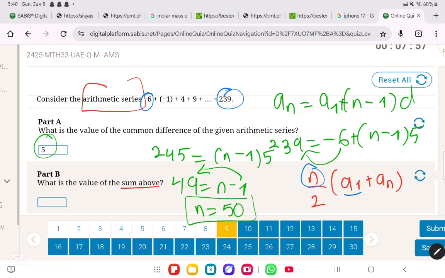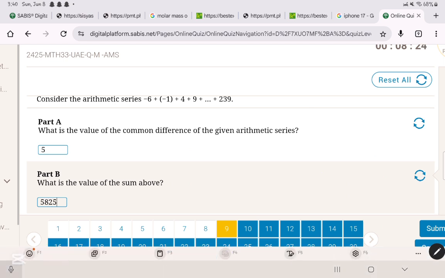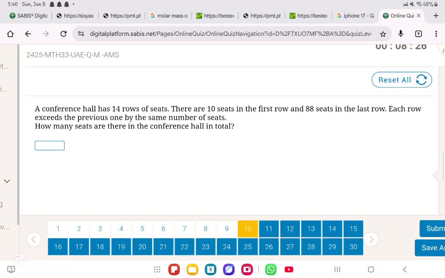Now that we have the value of n, we can find the sum by applying this equation. So n, which is 50, over 2, times a1, which is minus 6, plus an, which is 239. Put it on the calculator: minus 6 plus 239, times 25, gives us 5825. So very simply, the answer is 5825. We move on to question number 10.